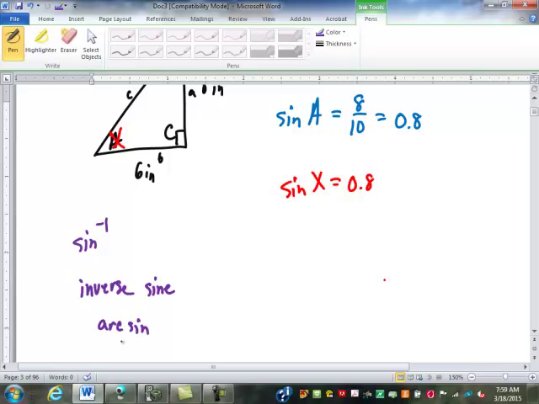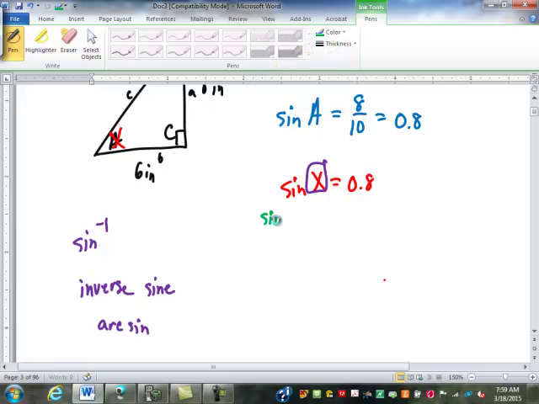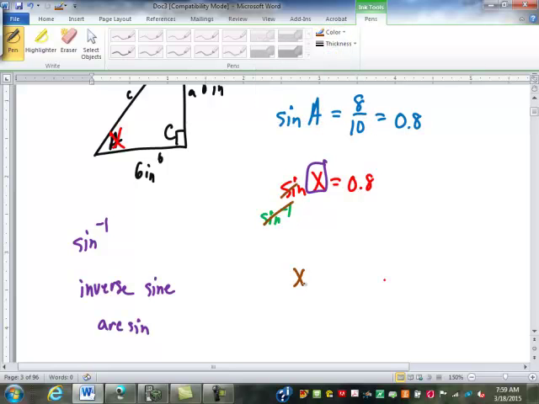Anyway, inverse sine. If I want to find out what this is here, I have to cancel out the sine. I have to undo taking the sine of that angle. And I do it by doing the opposite, or the inverse. So the inverse sine and the sine cancel each other out, leaving us with just x here. But on the other side, I must also do the inverse sine. So I'm doing the inverse sine of 0.8.